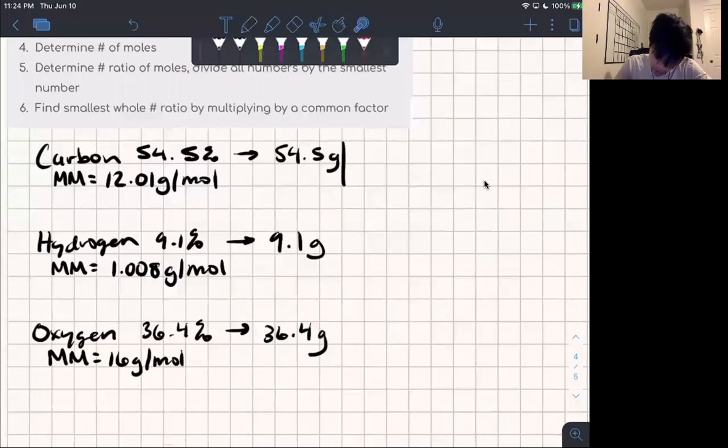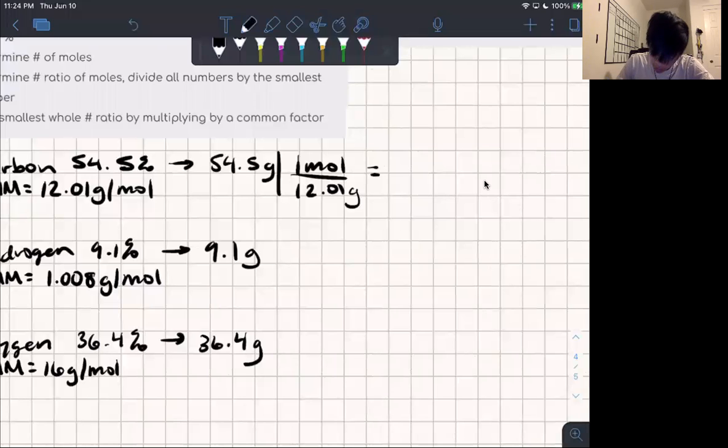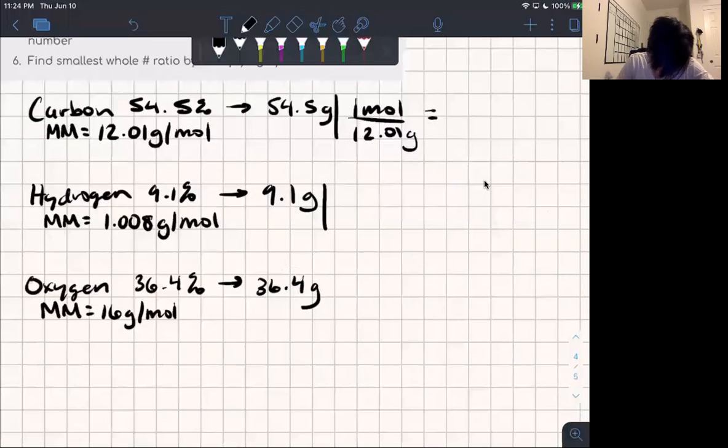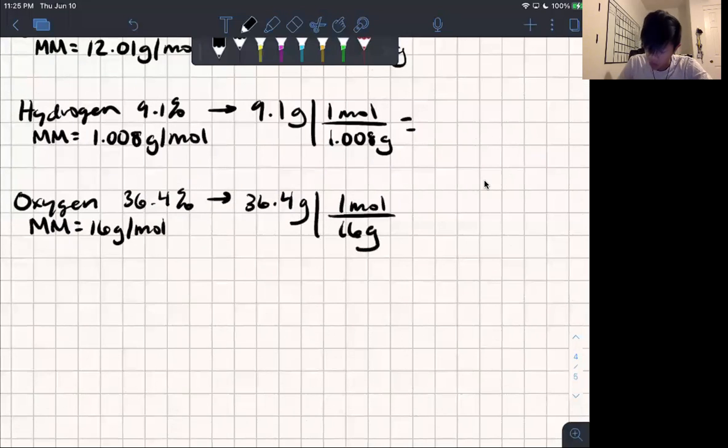So now let's put these in. Since we want to cancel out the grams and be left with the moles, we will put the 12.01 grams in the denominator and the moles in the numerator. So 1 mole equals 12.01 grams, right? So for every 1 mole of carbon, it weighs 12.01 grams. And then we calculate that. Same thing here: 1 mole of hydrogen equals 1.008 grams. And lastly for oxygen, 1 mole, 16 grams.